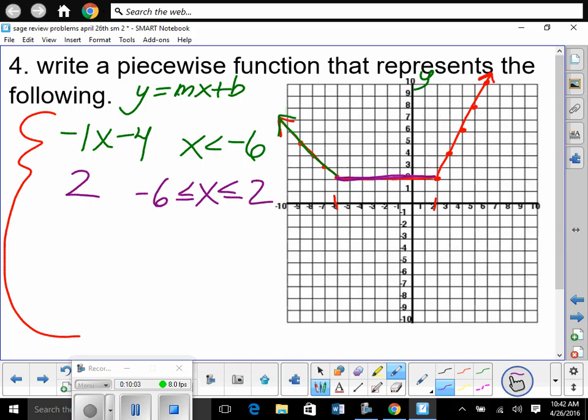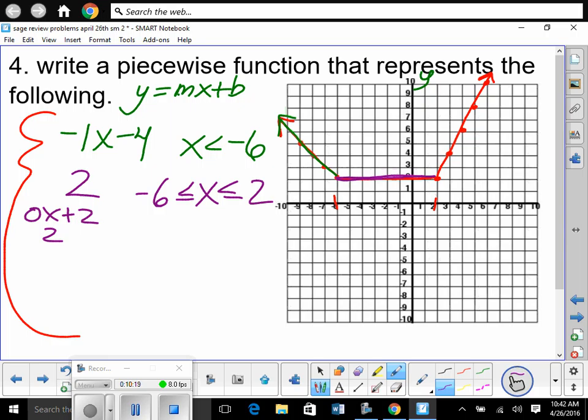Yeah, but why is it just a 2? Why isn't it like an x? Because that would be a slope. There's a 0 slope. This was 0x plus 2, right? Didn't it cross at 2? Straight line at 2. Was there a slope? 0. 0x plus 2 is just 2.